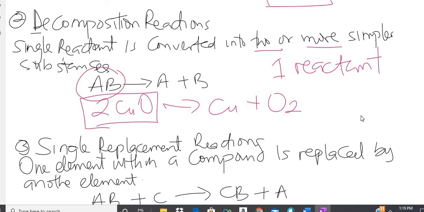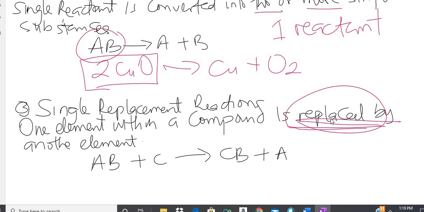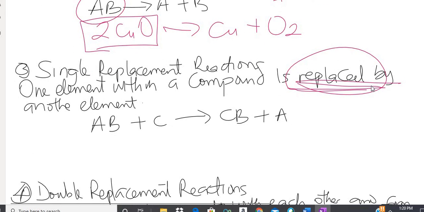The next one is single replacement reactions. In this case, one element within a compound is replaced by another element. So we have to watch out for the element that is being replaced. We have this compound AB and C forming CB. We can see that C replaced A in this reaction.